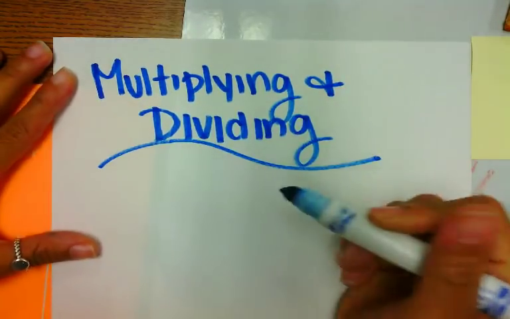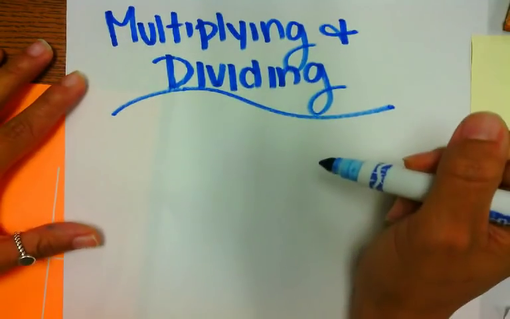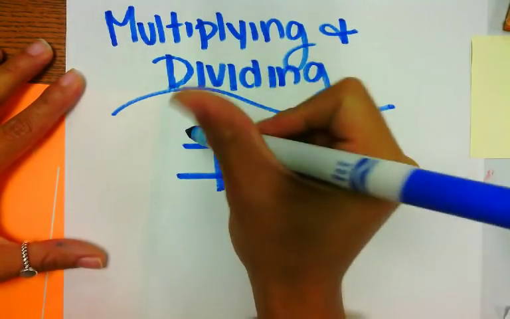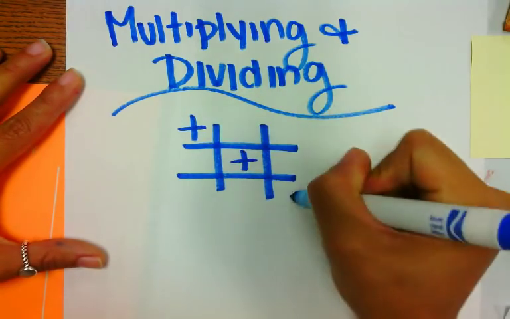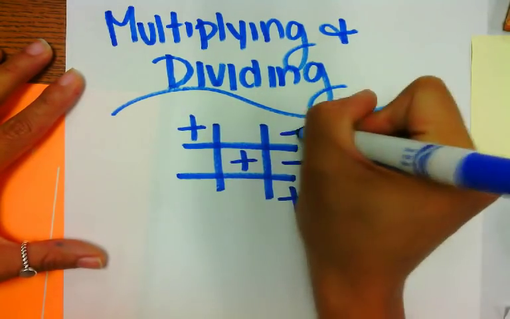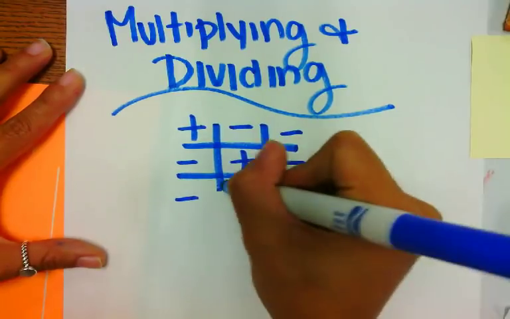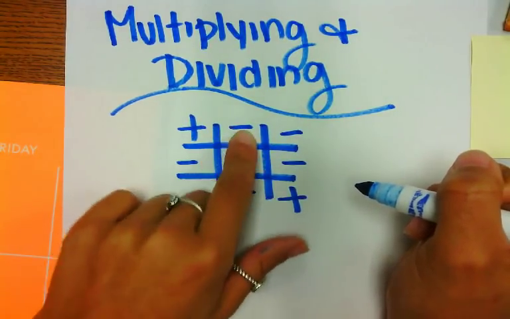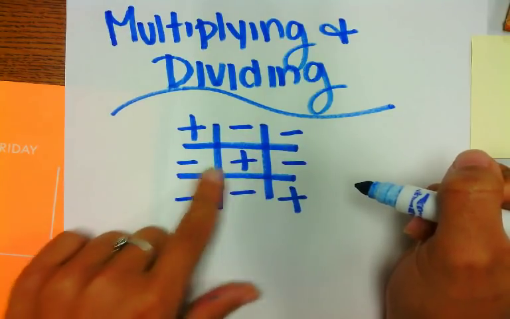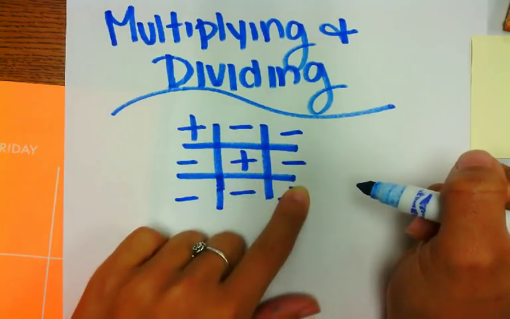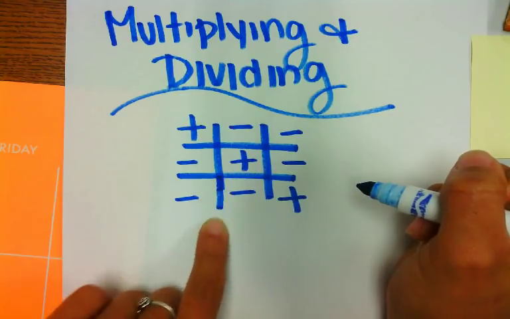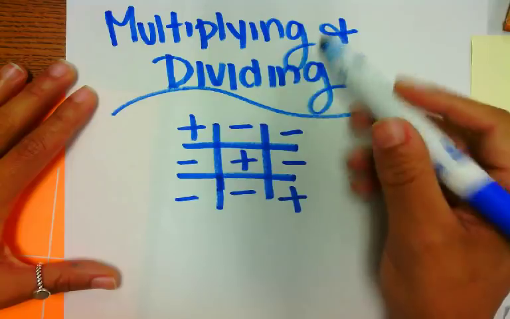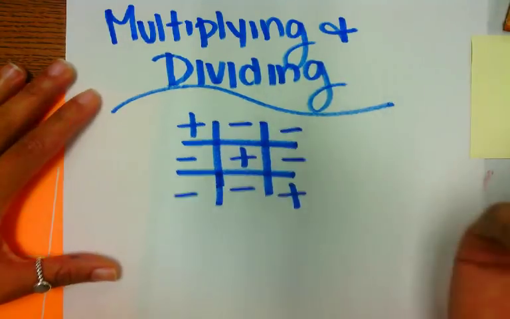Alright, so when you're multiplying and dividing, you're going to use that tic-tac-toe chart that you learned, I don't know, I guess last year, year before last. So you have plus all down the middle, and then you have minus everywhere else. Basically what this is saying is that a positive multiplied or divided by a negative gives you a negative, a negative multiplied or divided by a positive gives you a negative, and a negative multiplied or divided by a negative gives you a positive. Okay, so this is like your cheat sheet anytime you have multiplying or dividing. So now we're just going to do examples.